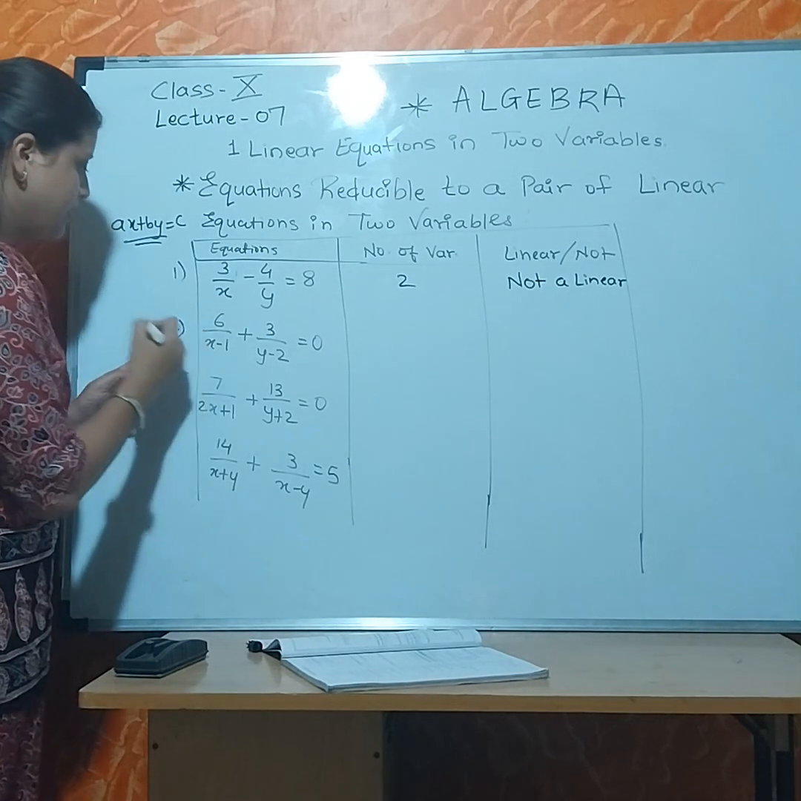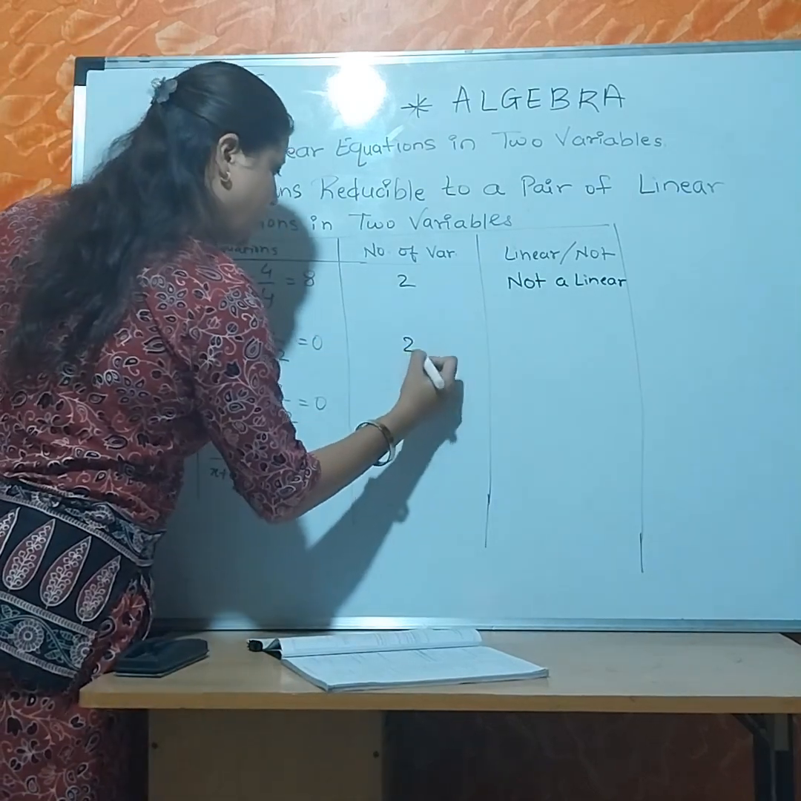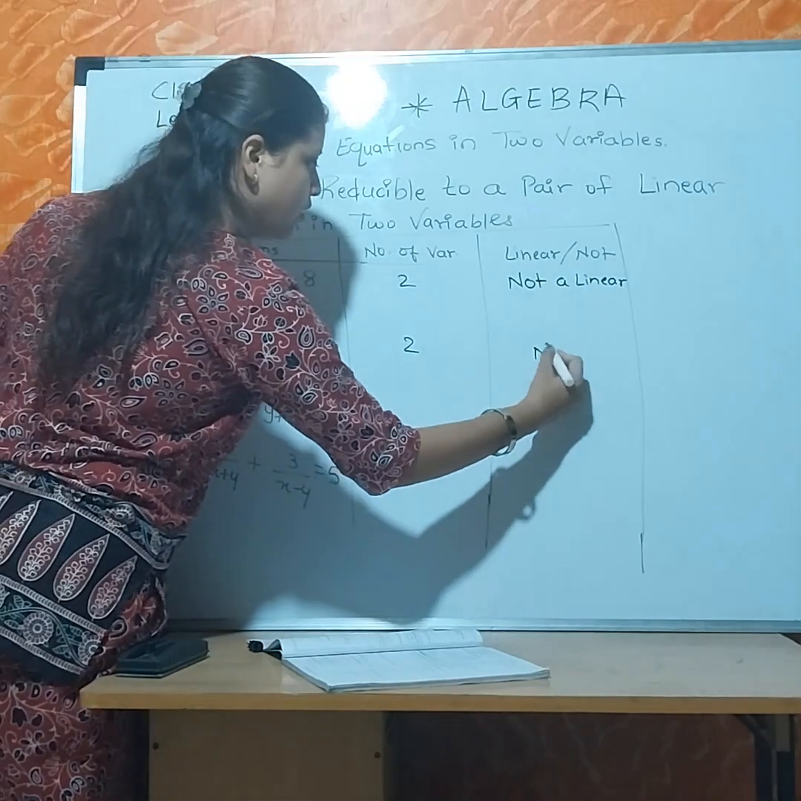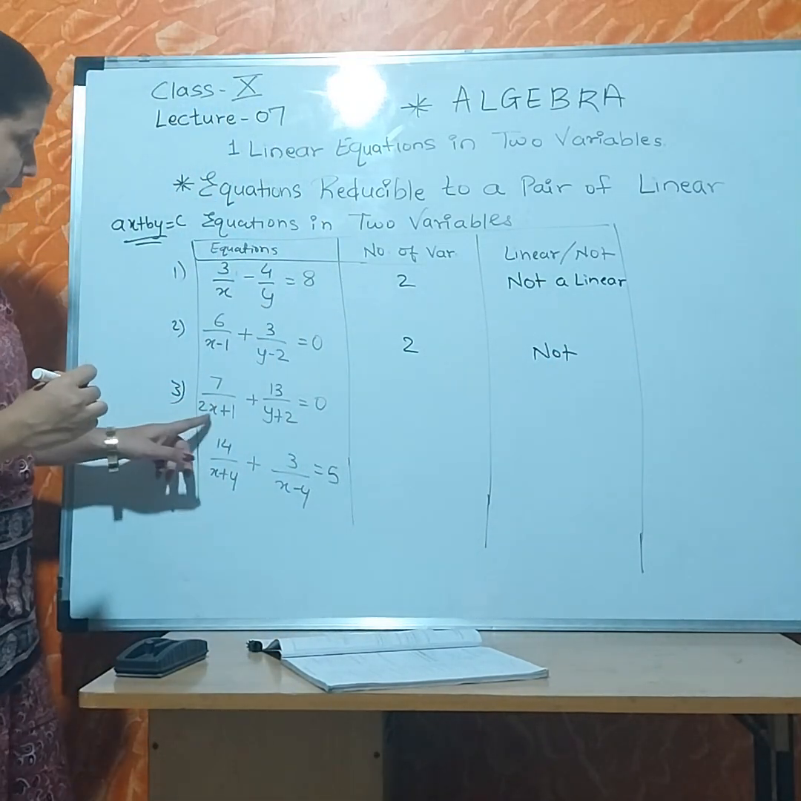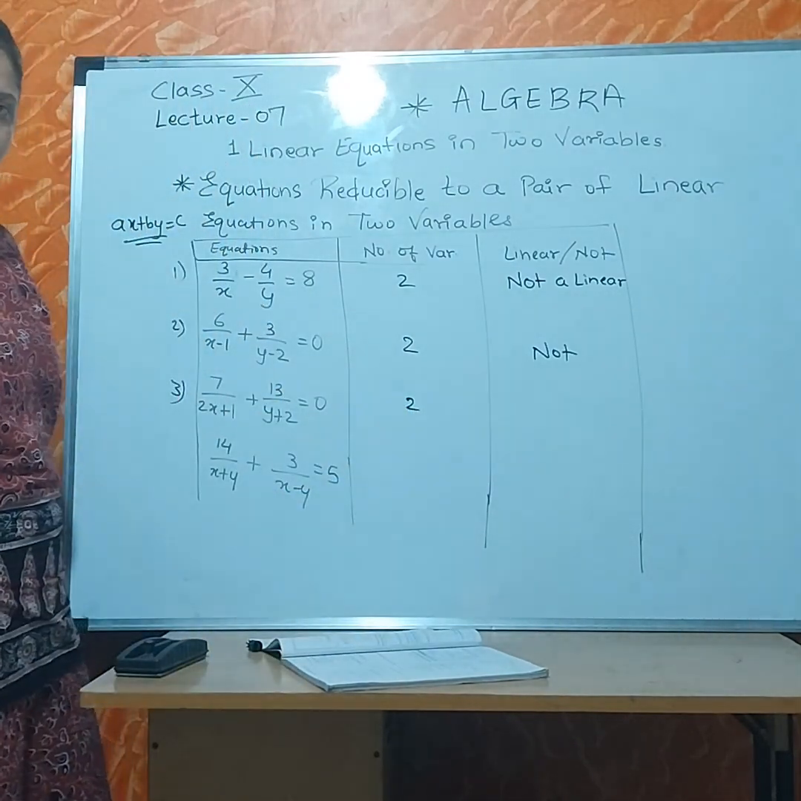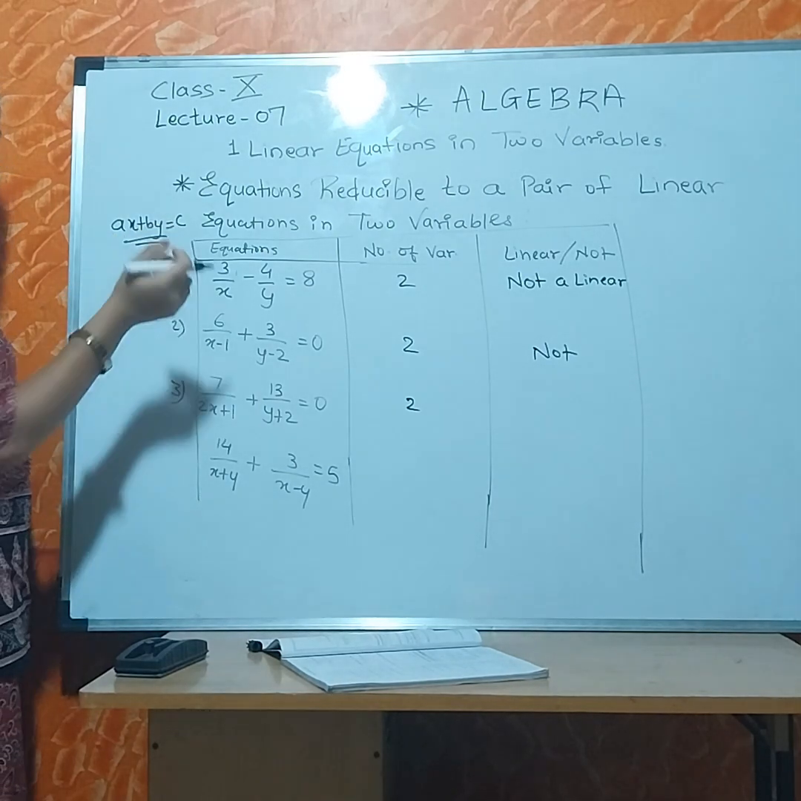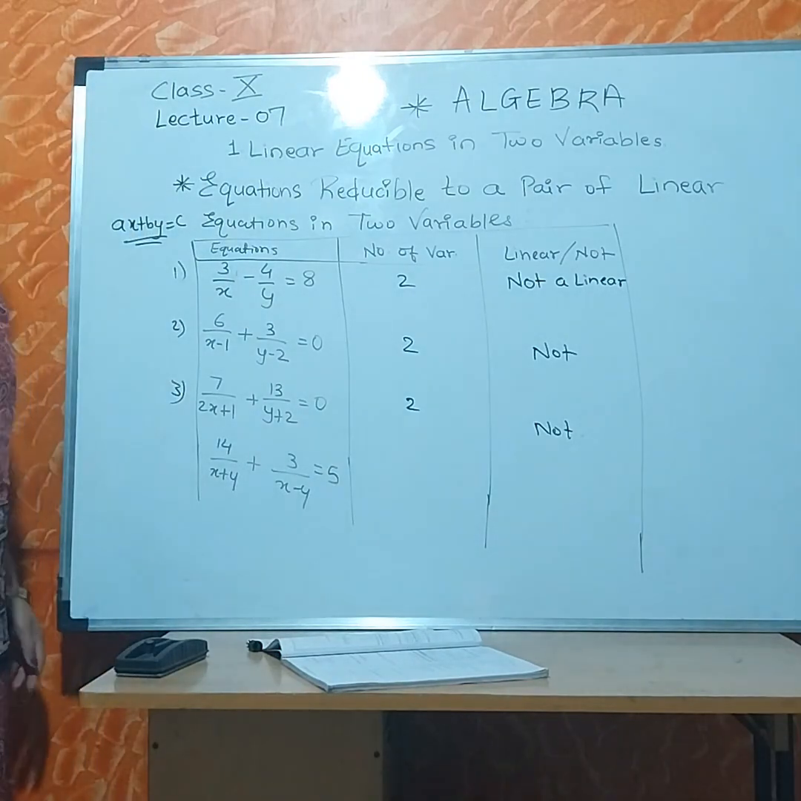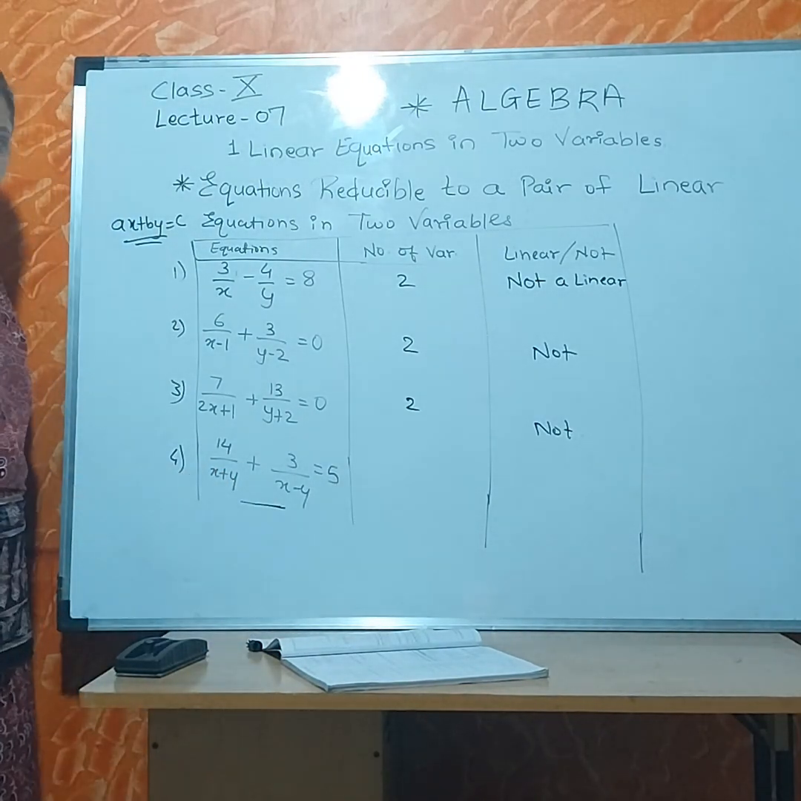Now second one. Similarly here, how many variables are there? Two variables. So we will write here 2. Is this a linear equation? It is not in this form. So it is not a linear equation. Next, number 3. Here how many variables are there? Even if it has two variables, the form is different. It is not in the form ax plus by is equal to c. So this is also not a linear equation.